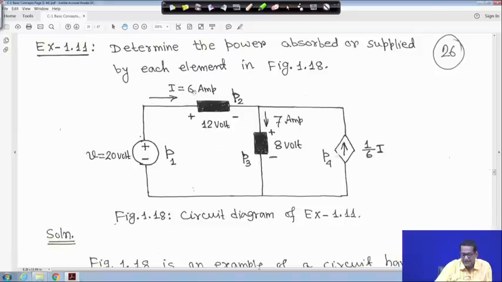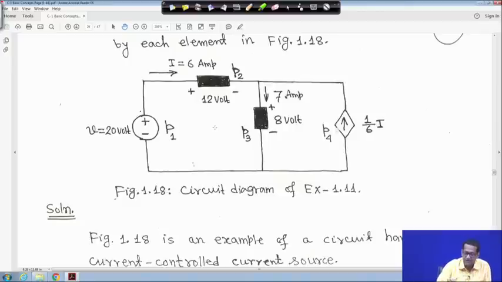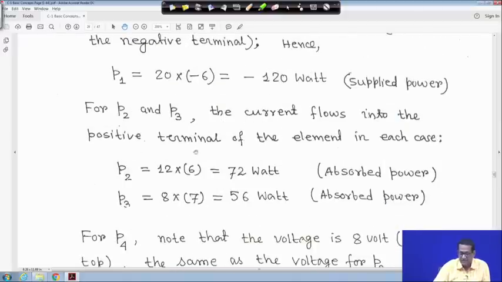And this current I is equal to 6 ampere, according to this polarity, entering into this element. Therefore, this element will absorb power because current is entering at the positive terminal. That means the power absorbed should be 12 into 6, P2 is equal to 12 volt into 6 ampere, so it will be 72 watt. Here you see P2 is equal to 72 watt, absorbed power.